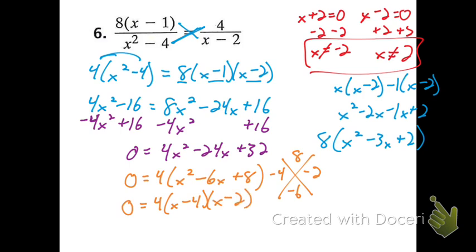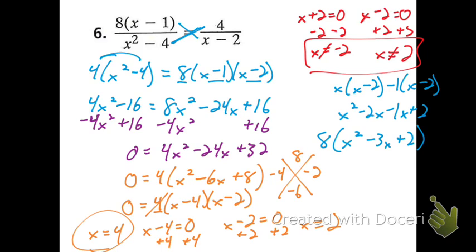So I can't set 4 equal to 0, so that's a non-solution there. x minus 4 is equal to 0. x minus 2 equals 0. And we're going to hopefully get some solutions, or maybe just one. Wink, wink, nod, nod. We're going to add 4 to both sides. I get x equals 4. Here I'm going to add 2 to both sides. I get x equals 2.